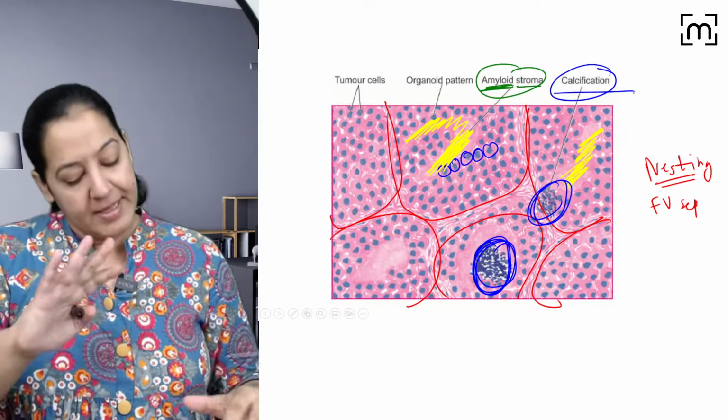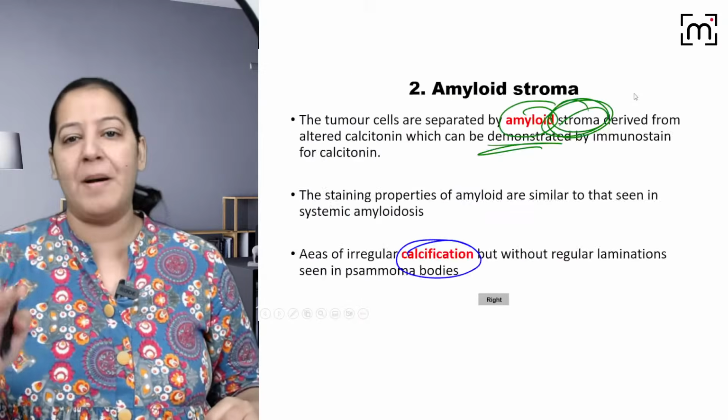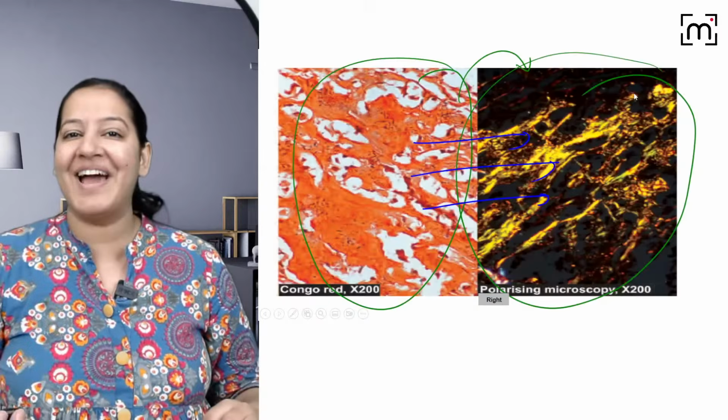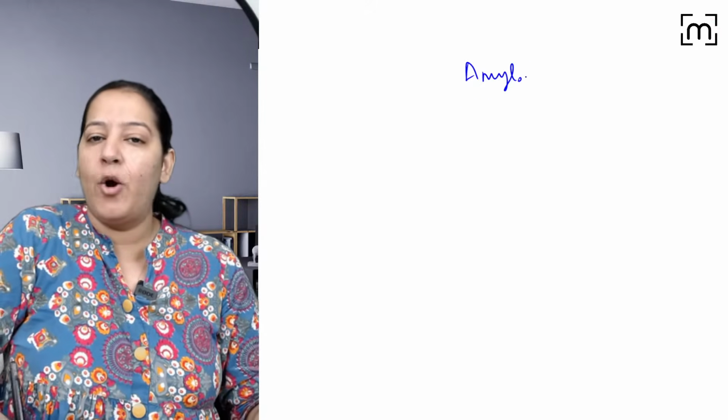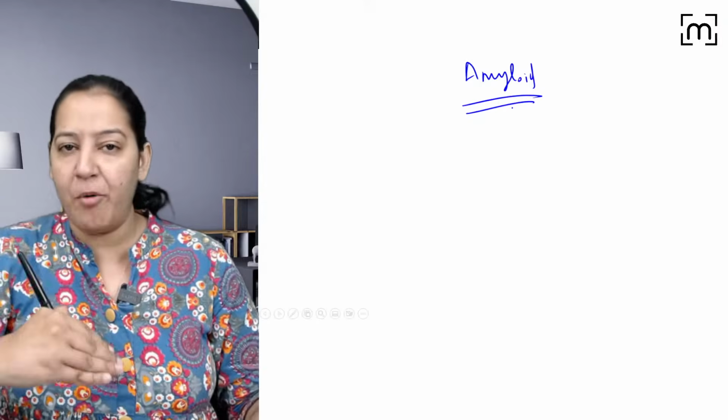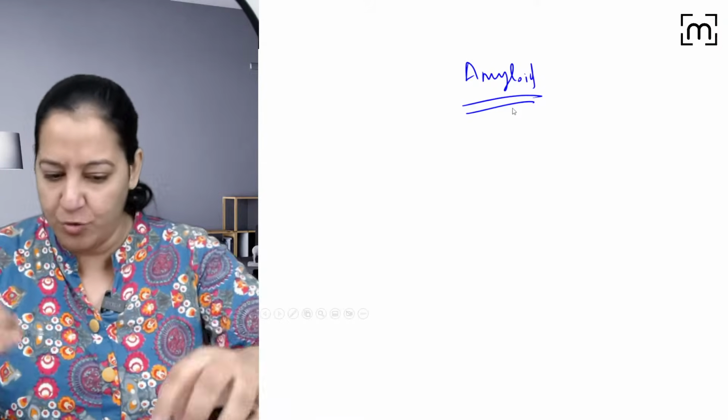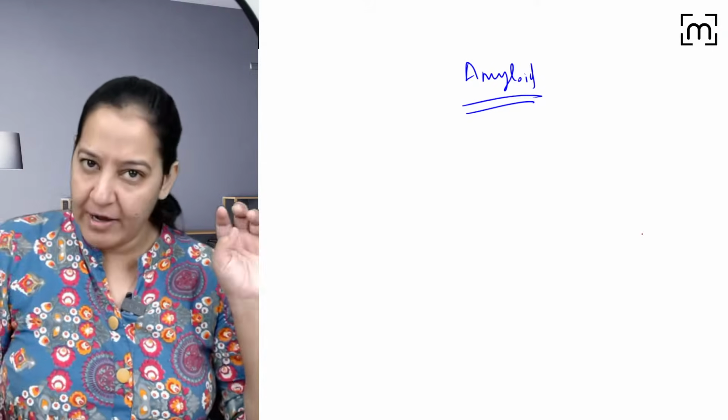Everyone give me a thumbs up. That's all about the third type, amyloid tumor. Can you help me in drawing the diagram? Can anyone? Amyloid, what is the specialty? Do you want me to write the points or draw the diagram? I can do both, whatever you say. Shall I write the points?